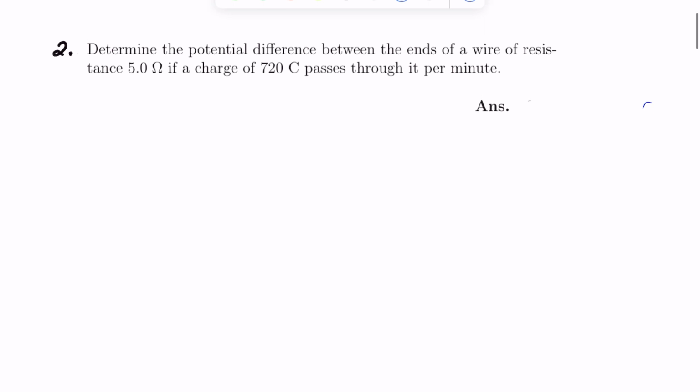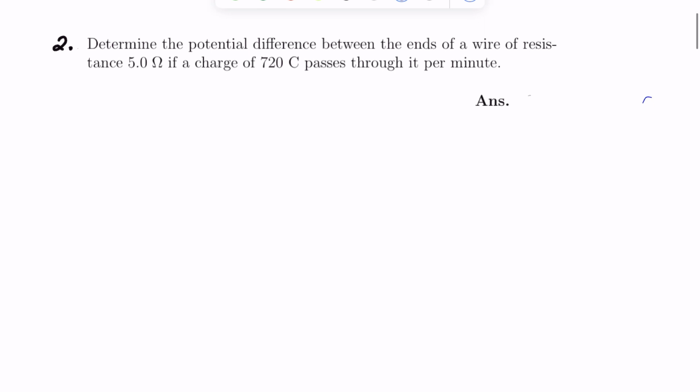So we have to determine the potential difference between the ends of the wire of resistance. So there's a wire. Let's say this is the wire. Okay, that's A, that's B.